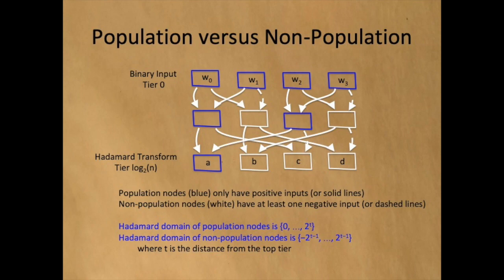The domain of population nodes is always 0 to 2^t, where t is the tier. The domain of all non-population nodes is minus 2^(t-1) to positive 2^(t-1). In this case, t is the distance from the top tier. In this diagram, the top tier is tier 0, the next tier is tier 1, and the bottom tier is tier 2.